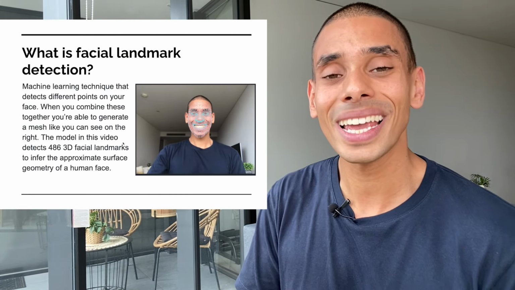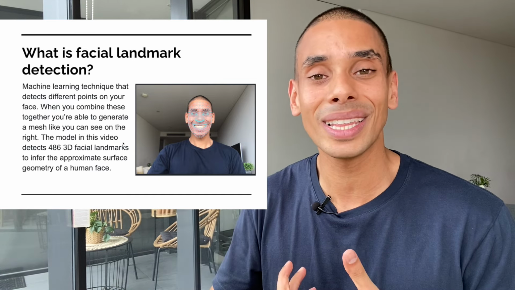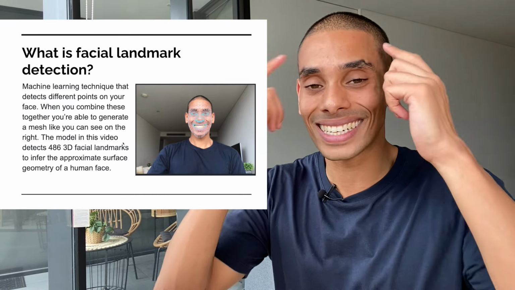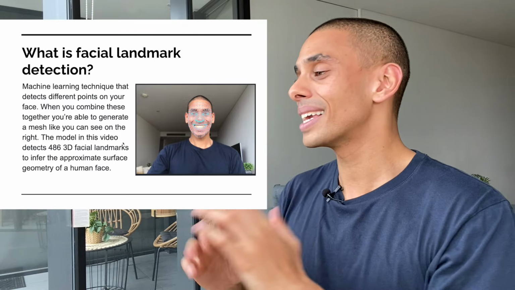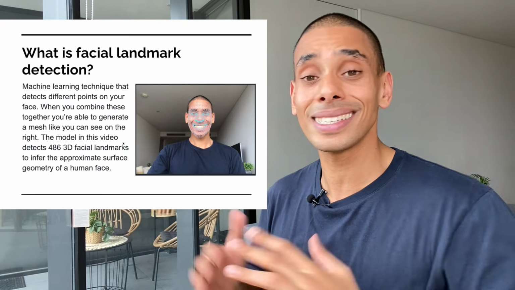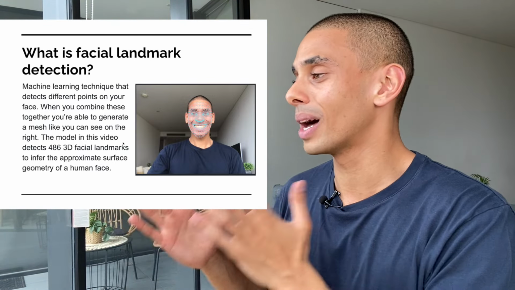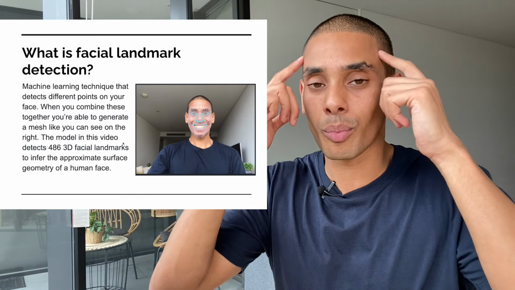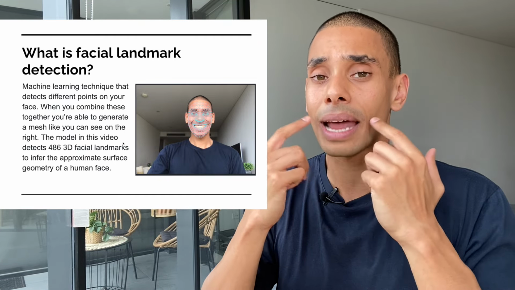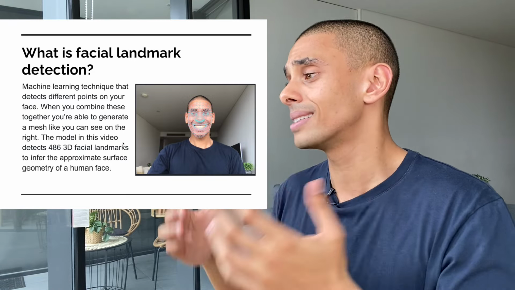Let's take a deeper look as to what we're going to be going through. So what is facial landmark detection? Well, it's an awesome technique that uses machine learning, deep learning, and AI to detect different points around your face. Now you can see from the screenshot on the screen, this is actually a screenshot from the app that we're gonna build, by the way, that we're able to detect different points around the surface of our face, around our mouth, around our nose, and around our eyes, to name a few.